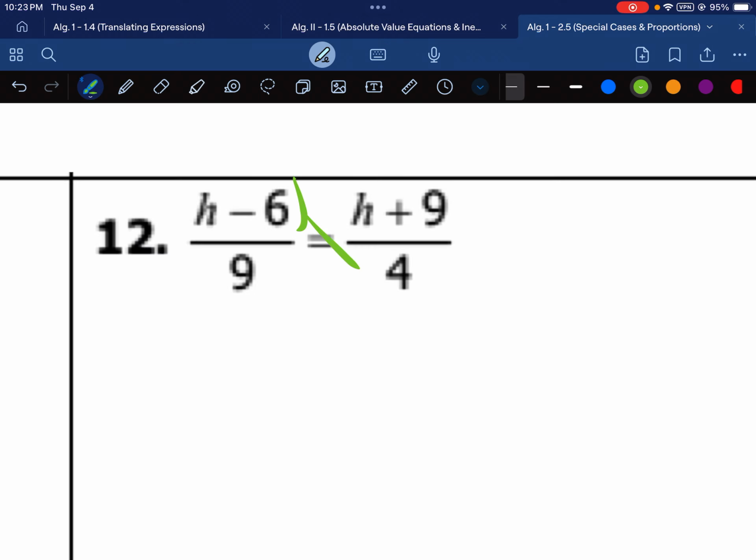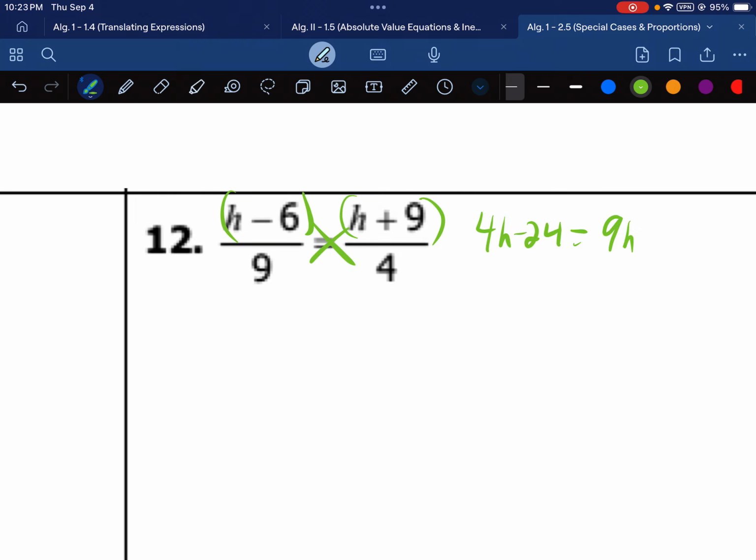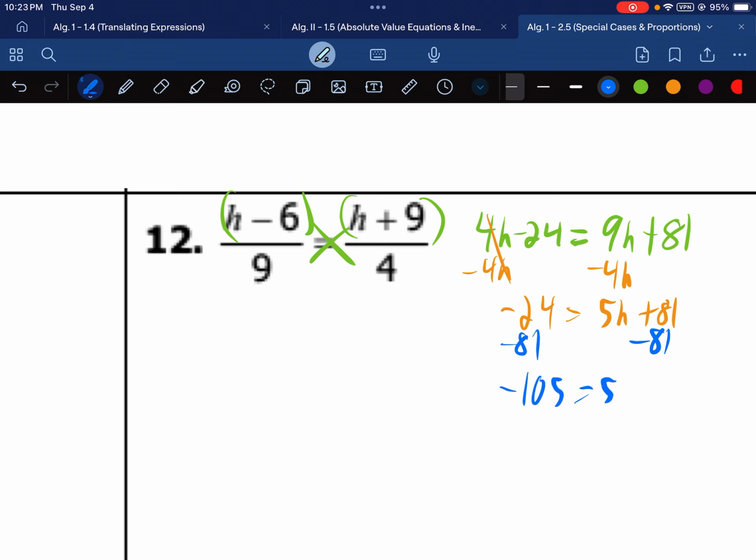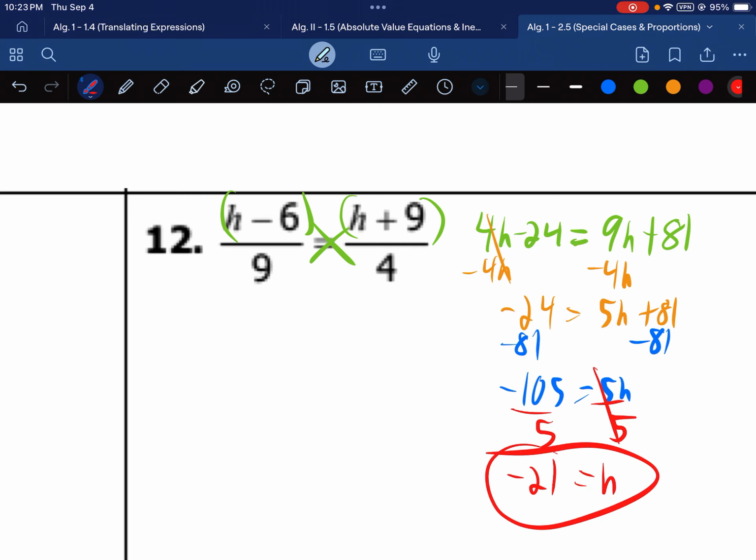Number 12, diagonally, h minus 6 multiplies with 4, it gets us 4h minus 24. The other diagonal results in 9h plus 81. I'm going to go ahead and subtract 4h from both sides and get negative 24 equals 5h plus 81. Then I'm going to subtract 81 from both sides and get negative 105 equals 5h. Divided by 5, and h equals negative 21.